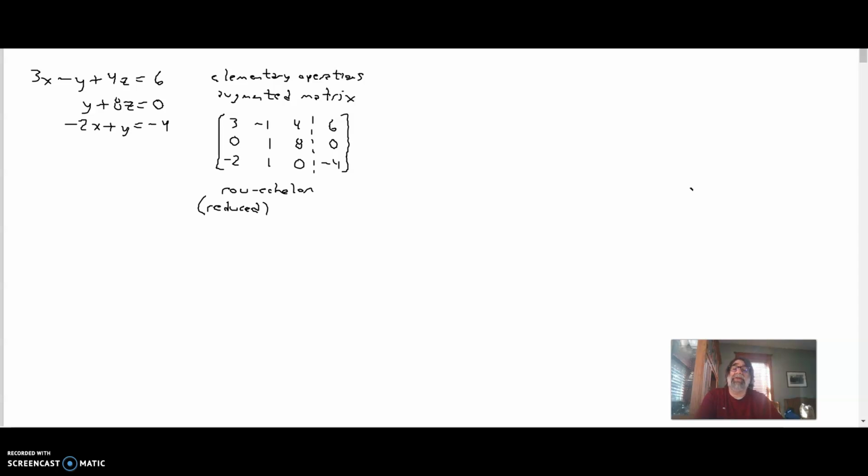So you can continue to use this as a 3 if you want to, but I think the first row operation should be making that a 1. So dividing everything here by 3. So negative 1/3, 4/3, and 6 divided by 3 is 2. Leaving that second row the same, and third row the same.